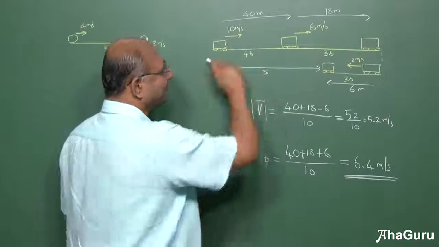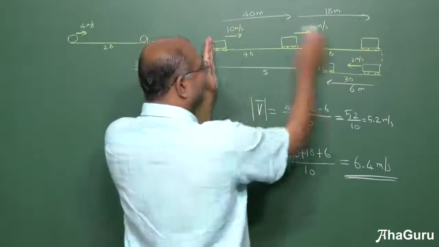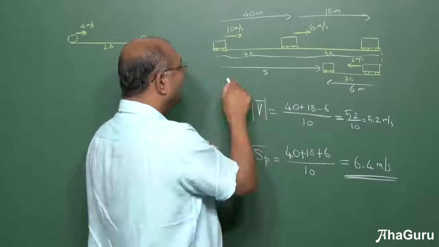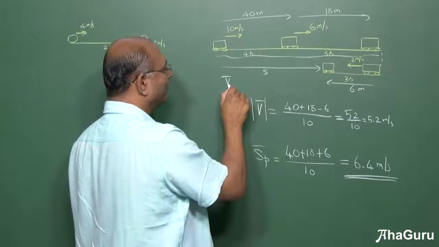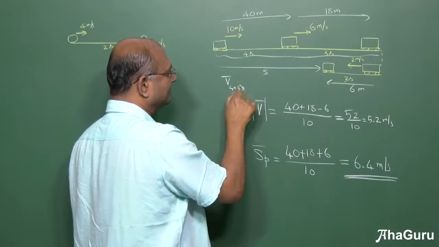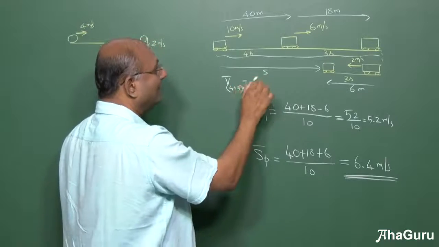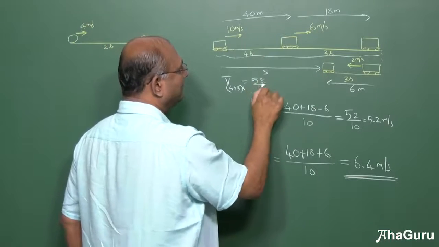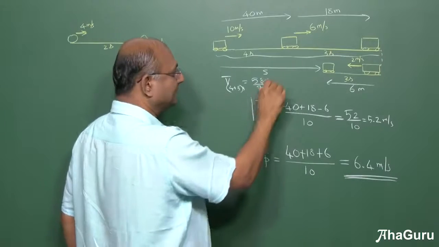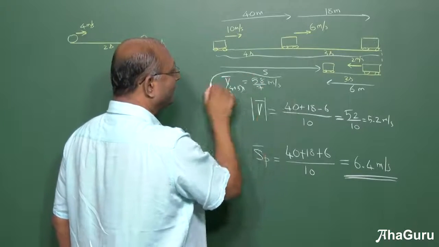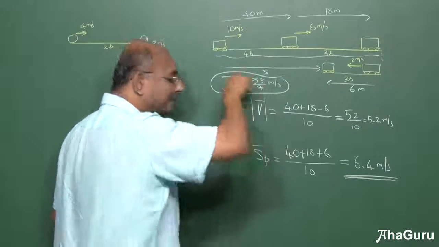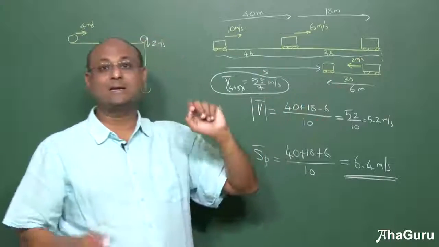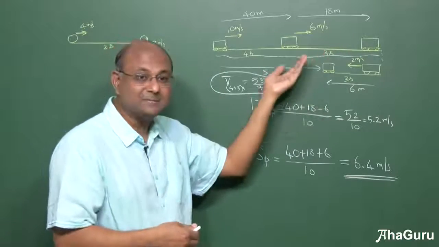Now instead of asking you for this entire motion, suppose I had only asked for this much. Then average velocity for 4 plus 3 seconds. Okay, only this. How much is it? 40 plus 18, 58 by 7 meters per second. But if you look at average speed, you will get the same number because there is no turning back. But once it turns back, then distance increases, but displacement is decreasing.